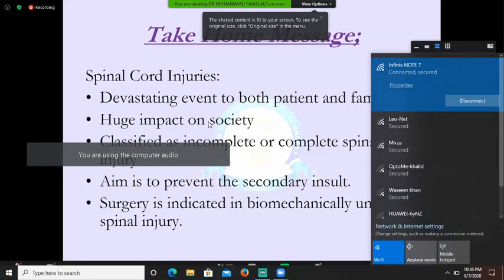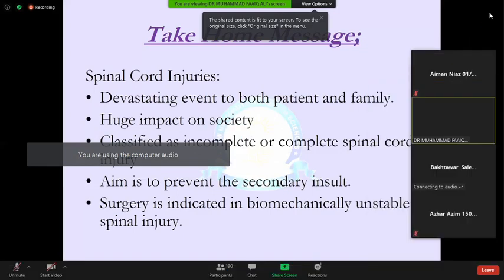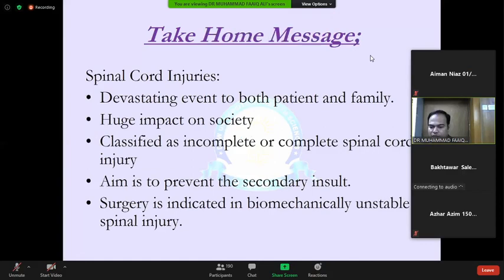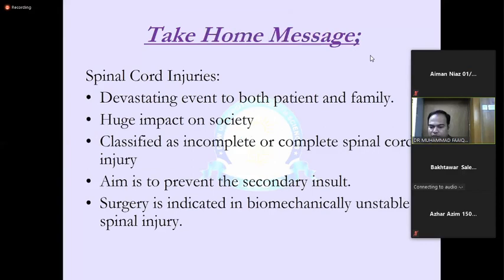This patient and manage this patient as quickly as possible to prevent the conversion of incomplete injury into complete injury. So with this, we have concluded our presentation. Let me give you the important examination questions, then I will take your questions.